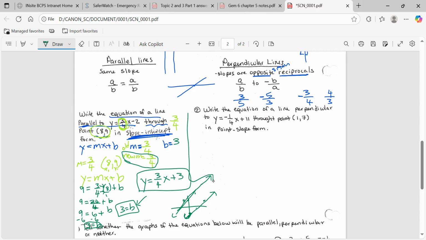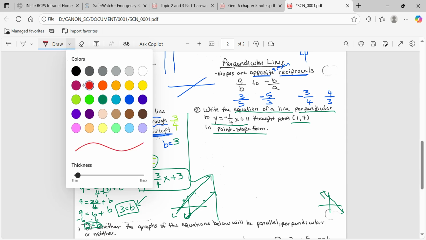Let's look at number 2. For number 2, they want the equation of the line that is perpendicular to this particular line, and it must go through that point, and it's in point slope form. So they tell me they have a line going down, and they want a line that's going to be perpendicular to that and goes through that particular point.